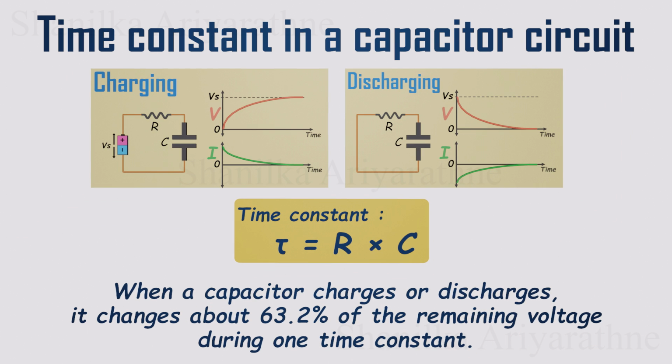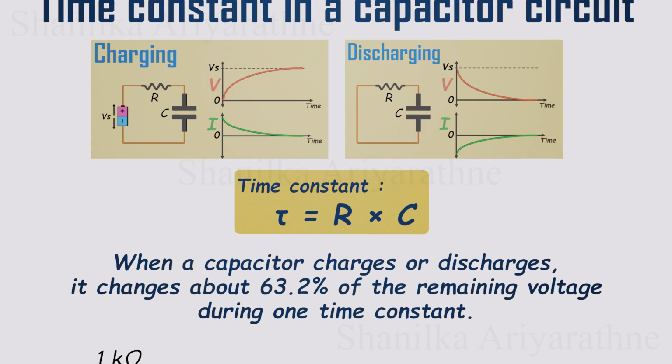Because when a capacitor charges or discharges through a resistor, something fascinating happens during one time constant. The voltage changes by about 63.2% of the difference between where it started and where it's heading. Let me put it this way. During charging, after one time constant, the capacitor gains about 63.2% of the voltage it still needs to reach the supply voltage. And during discharging, after one time constant, it loses about 63.2% of whatever voltage it started with. It's like the capacitor is racing toward the finish line, fast at first, but slowing down as it gets closer.